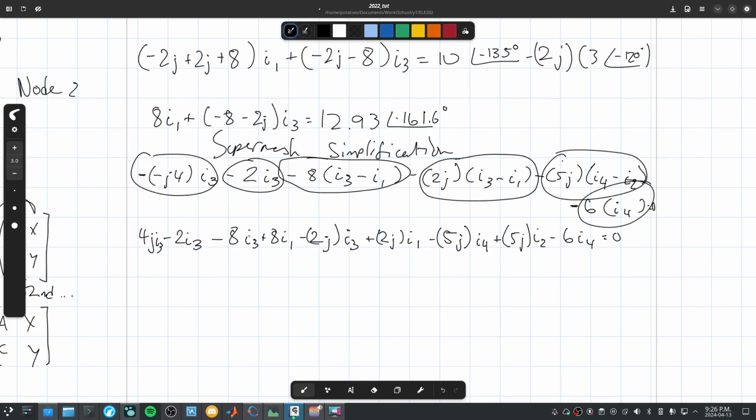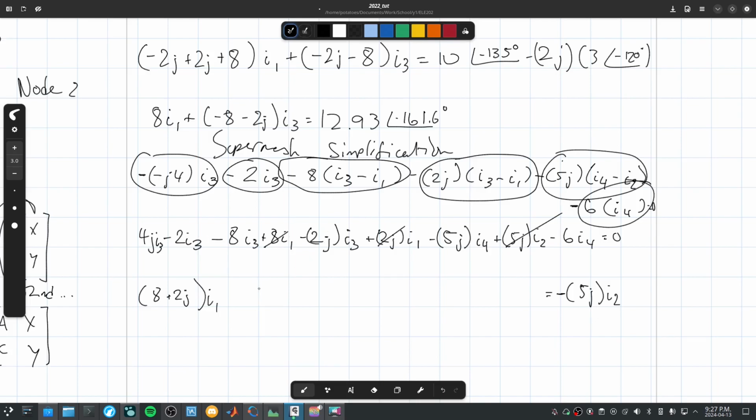Okay, so now we collect. I1. Let's start with I1. So that's 8 plus 2j. That's it. Right, you just look at it and you do that. That's it. I2. That's plus 5j. That's it. You would just have the one I2. And actually, we'll move this to the other side because, again, I2 is a constant. So that's going to be negative, like that. That's the only one with I2, right?